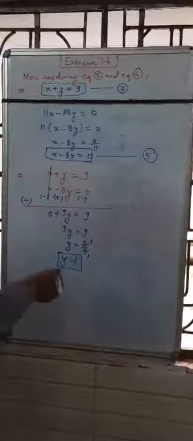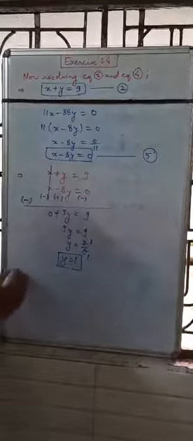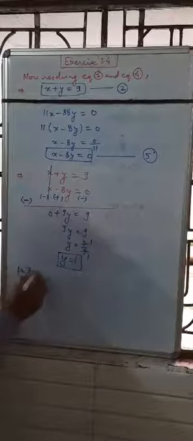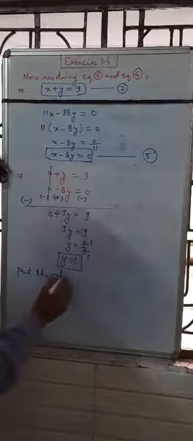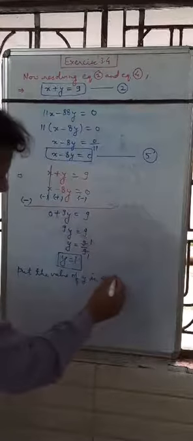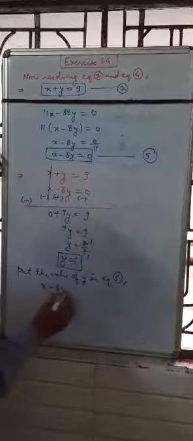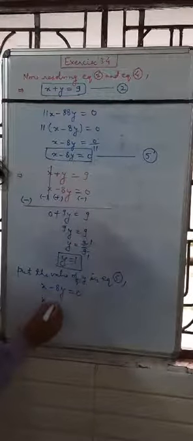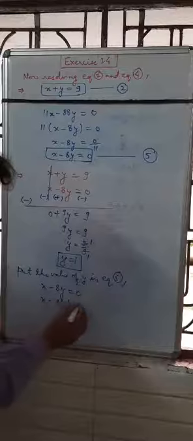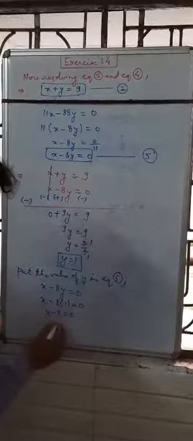Now how do we find the value of x? We can put the value of y in equation 5, x minus 8y is equal to 0. So x minus 8 into 1 is equal to 0, so x minus 8 is equal to 0. So x is equal to what? 8.